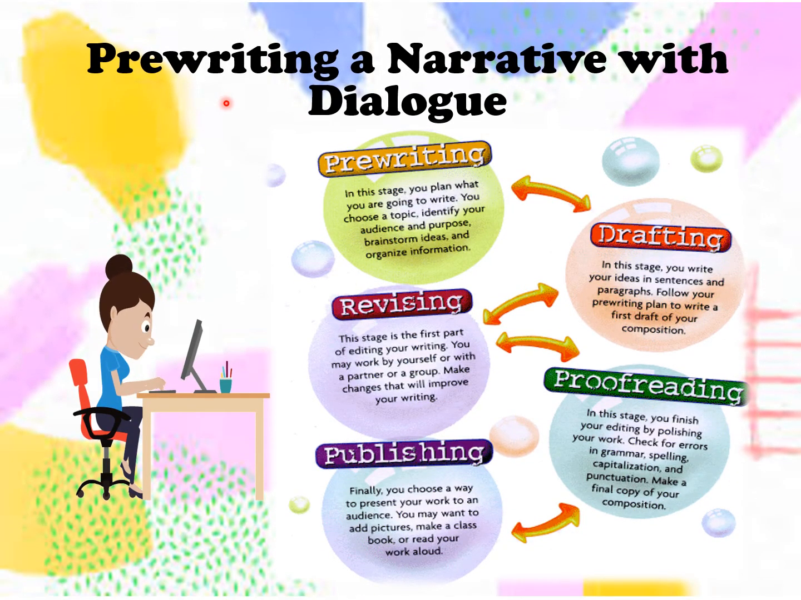Now let's go to pre-writing a narrative with dialogue. You would remember that we have 5 steps in the process writing approach, and we would focus on the first step for now. In this stage, you plan what you are going to write. You choose a topic, identify your audience and purpose, brainstorm ideas, and organize information. And don't forget that in the details of your story or your narrative, you have to include dialogue.